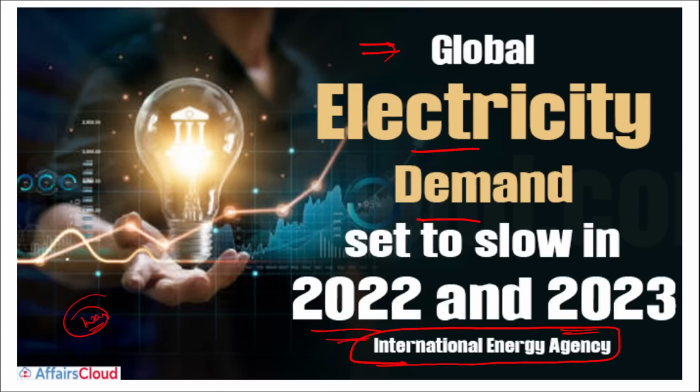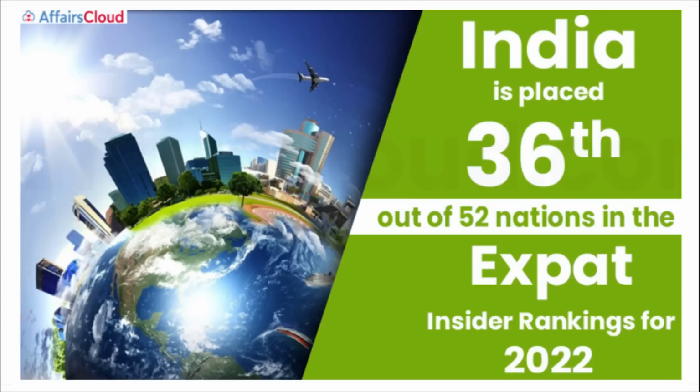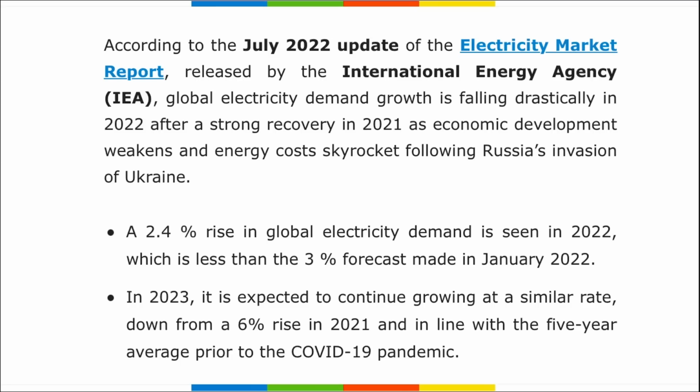Also, a 2.4% rise in the global electricity demand is seen in 2022, which is less than the 3% forecast made in January 2022. In 2023, it is expected to continue growing at a similar rate, down from a 6% rise in 2021 and in line with the 5-year average prior to the COVID-19 pandemic. Also remember, IEA has increased India's annual electricity demand growth from 6% to 7% in 2022 due to unusually high summer temperatures leading to a considerable increase in consumption. Additionally, a 5% growth rate is forecasted for 2023.